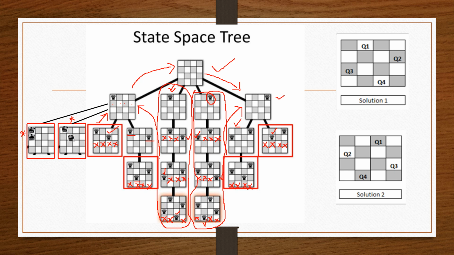So I have explored all the possible ways of placing 4 queens in the 4x4 chessboard, and I have found 2 possible solutions. So this is my first solution and this is my second solution. So there are 2 possible solutions: placing queens at 2, 4, 1, 3 and 3, 1, 4, 2, which is the mirror image of the first one. The second one is actually the mirror image of the first one.